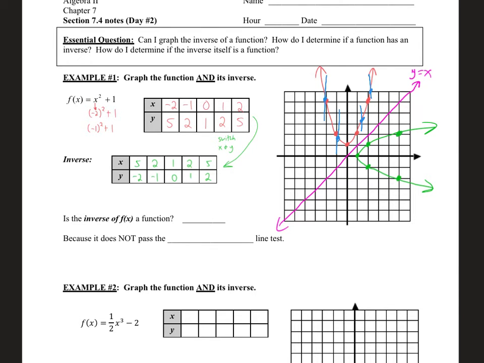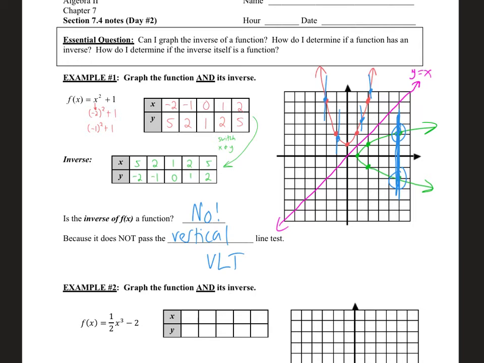But this green one, if I draw a vertical line right here, you can see that it crosses in 2 spots. So is the inverse a function? The answer is no, because it does not pass the vertical line test. I like to call it the VLT for short.